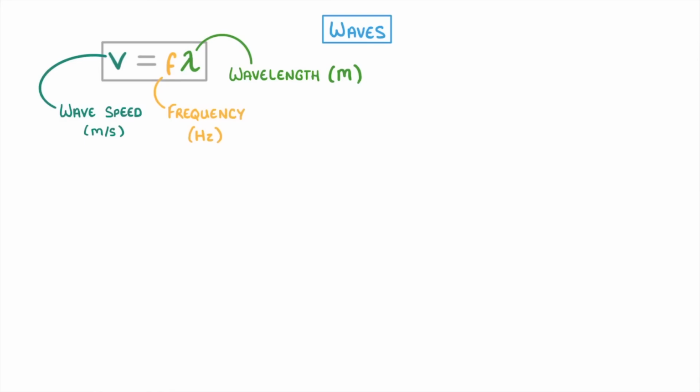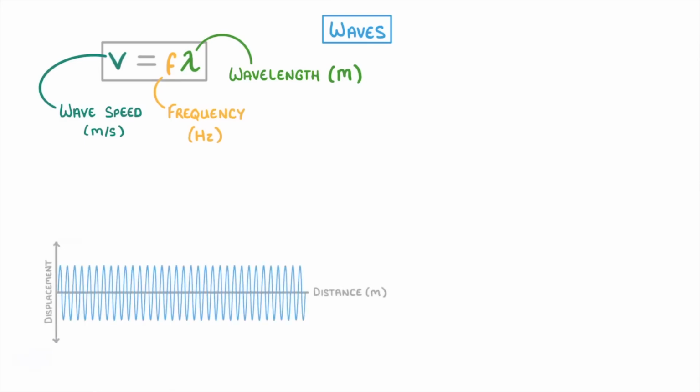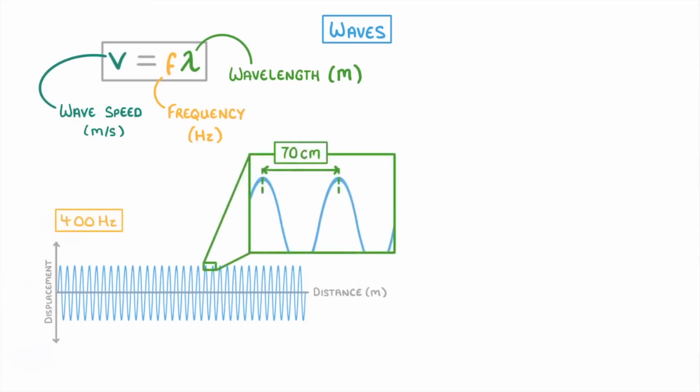To see how this works, let's imagine we had a sound wave that had a frequency of 400 Hz and a wavelength of 70 centimeters. What is its wave speed? Well, in this case, all we'd have to do is convert the 70 centimeters to 0.7 meters, because we always want our wavelength in meters, and then multiply it by the frequency of 400 Hz, which gives us 280 meters per second as our wave speed.